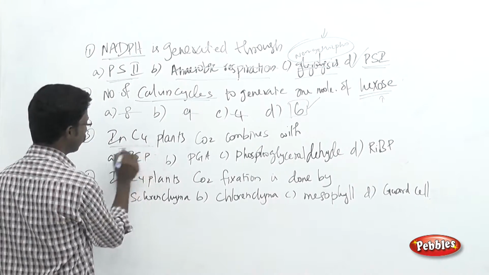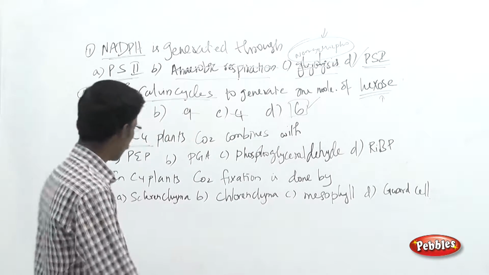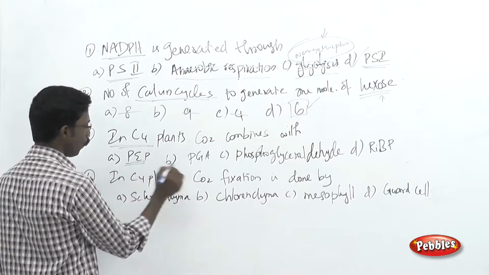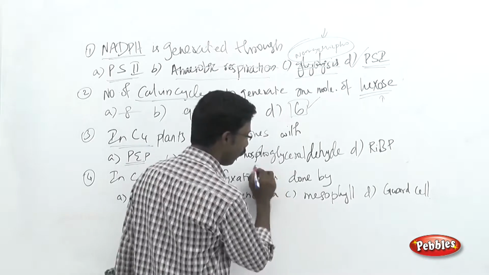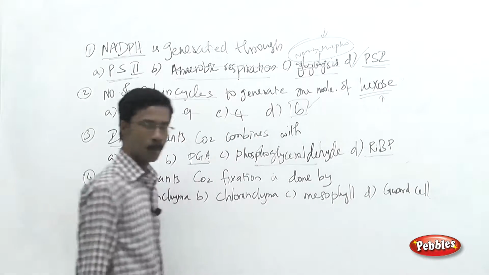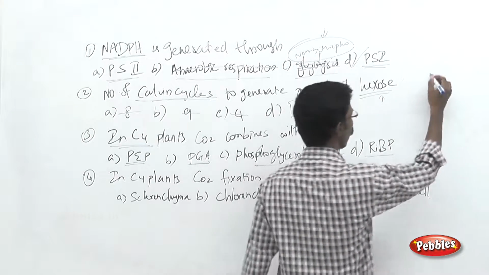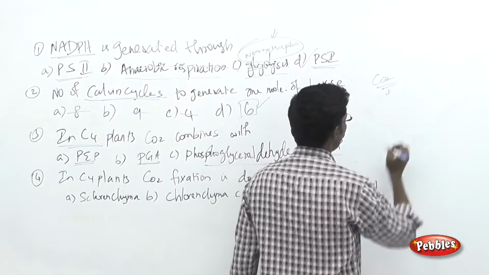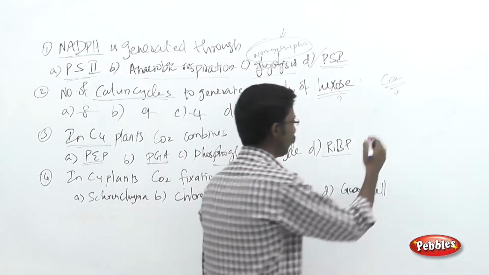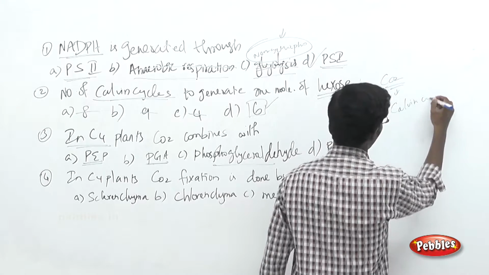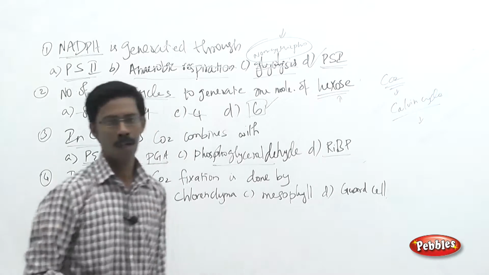And see the next question. In C4 plants, carbon dioxide combines with, and see the choices: phosphoenol pyruvate, phosphoglyceric acid, phosphoglyceraldehyde and ribulose bisphosphate. So we have discussed the topic called carbon dioxide fixation. As I told you, the first discovered cycle in carbon dioxide fixation is the Calvin cycle. Who discovered the Calvin cycle? As I told you, Melvin Calvin.